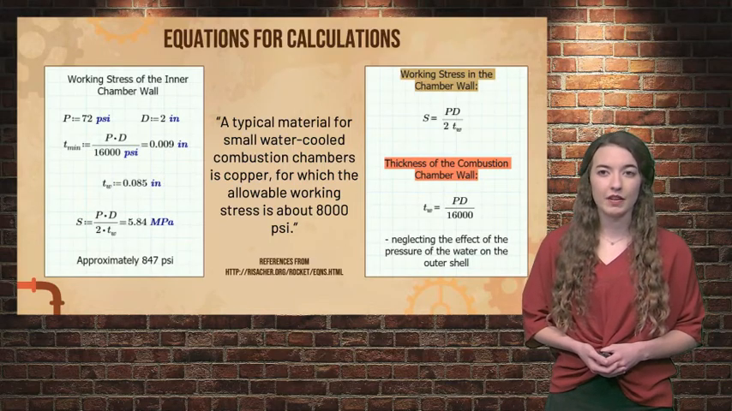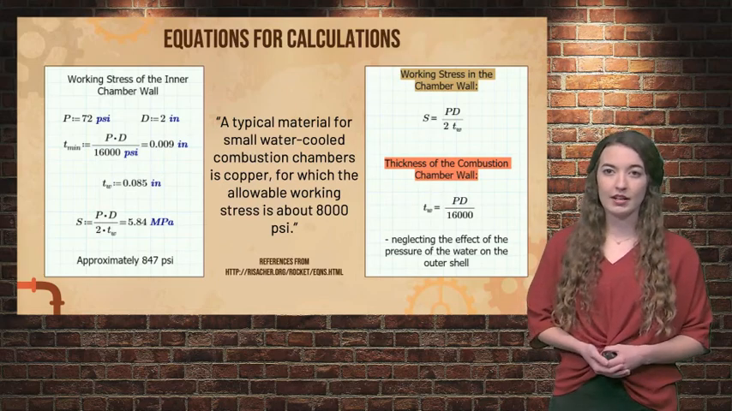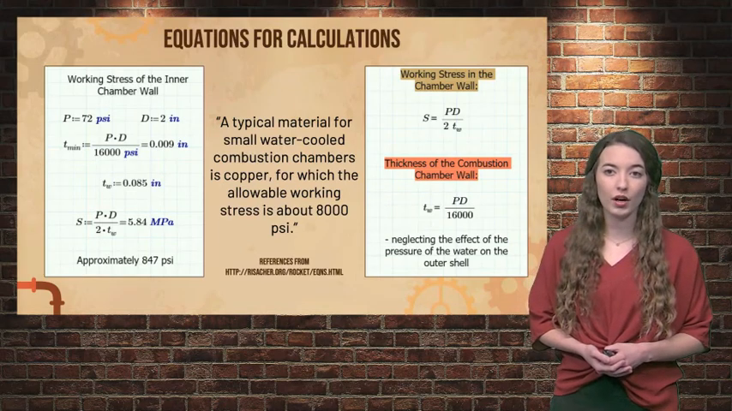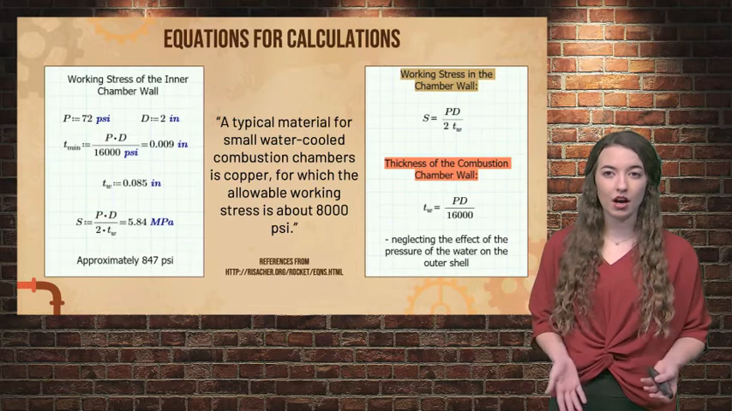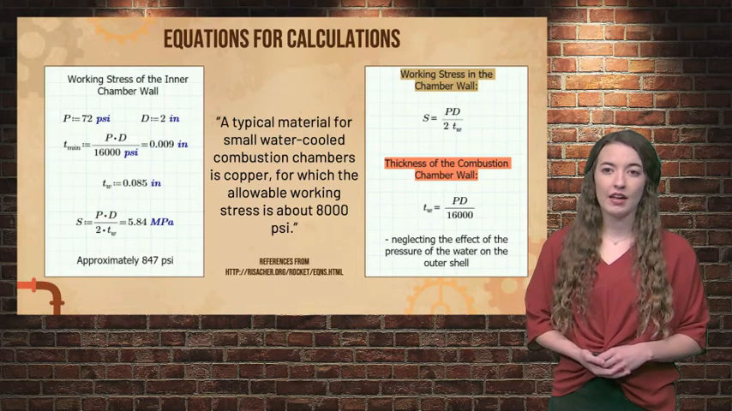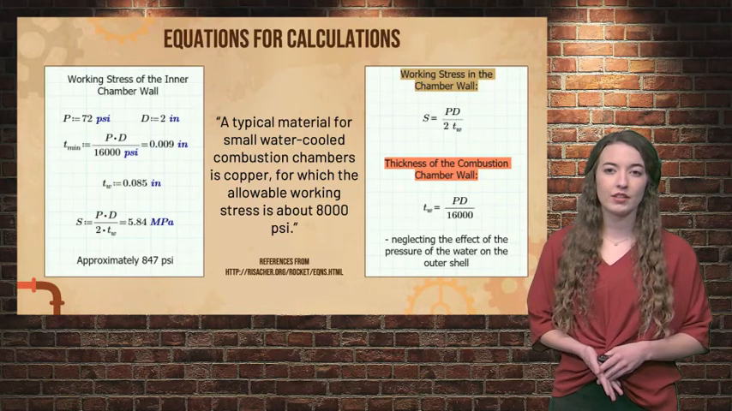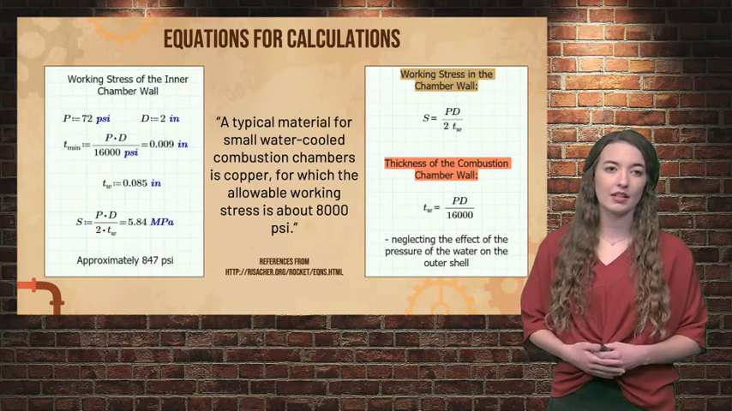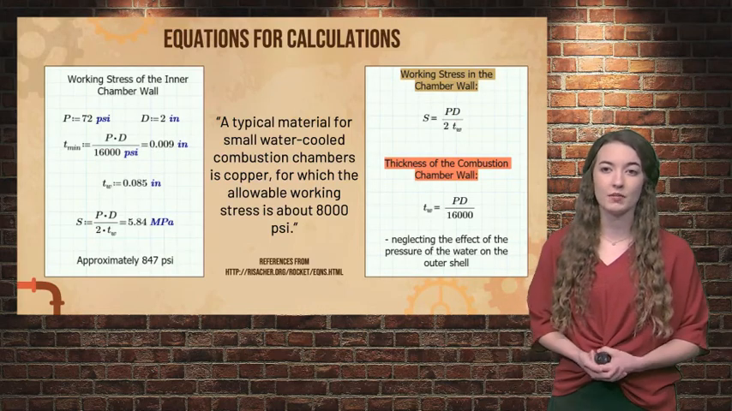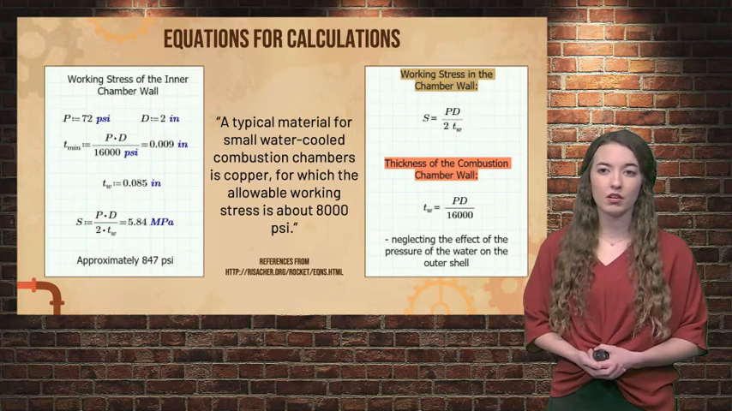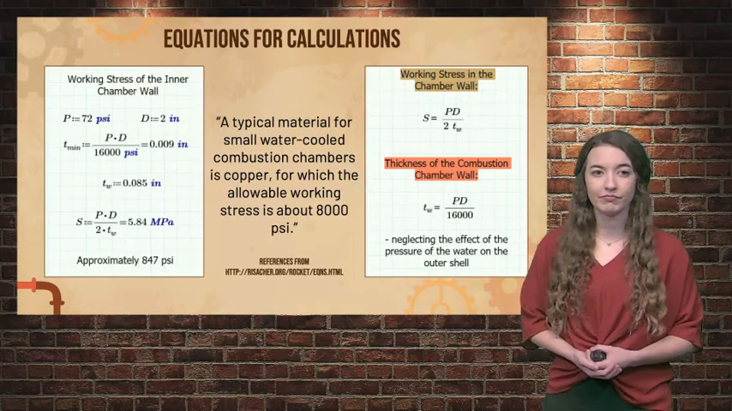During our research, we found this quote that a typical material for small water-cooled combustion chambers is copper, which is what we're using, and that has an allowable working stress of about 8,000 psi, which is way more than our chamber is experiencing, so we felt very pleased by these numbers.